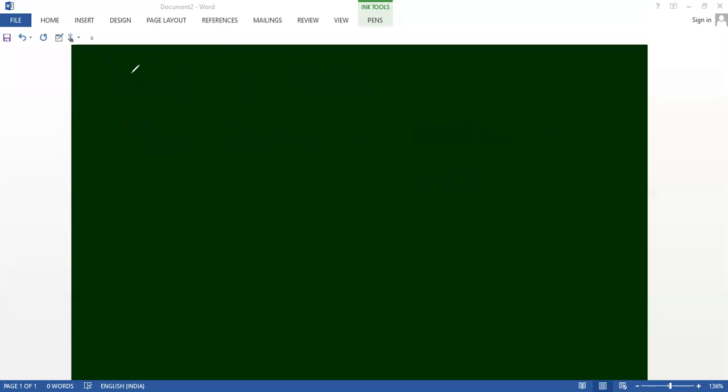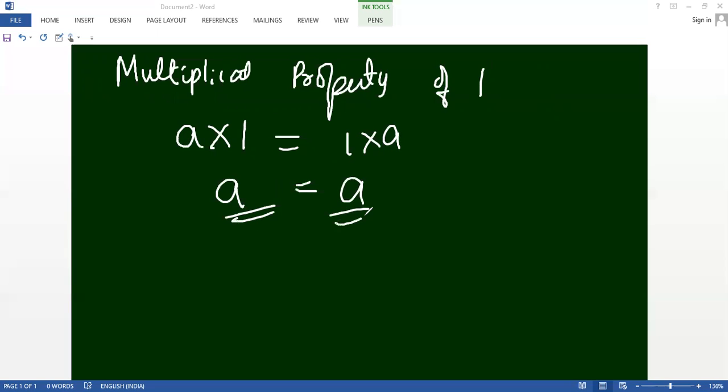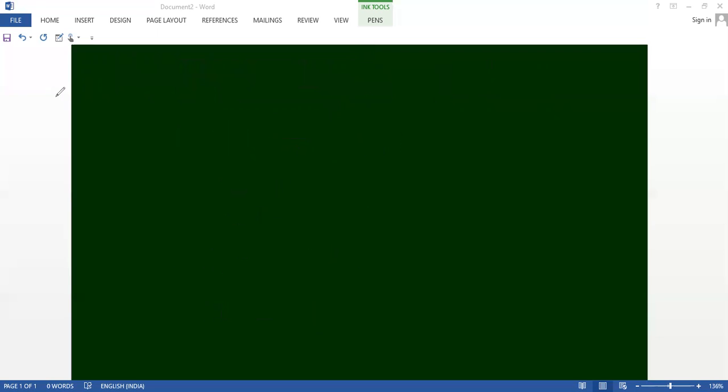And also we have the multiplication property of 1. That is A into 1, which will be equal to 1 into A, that is A. For example, if you take 10 into 1, it is equal to 1 into 10. So the answer is 10, and here also 10. So this proves it.